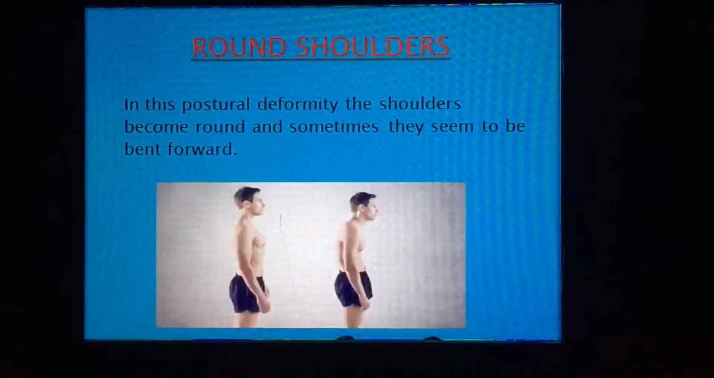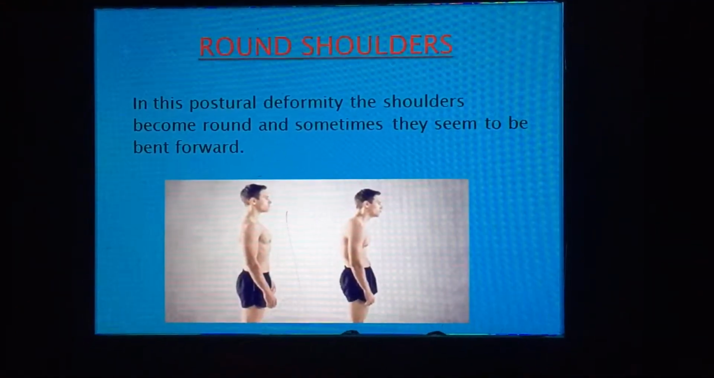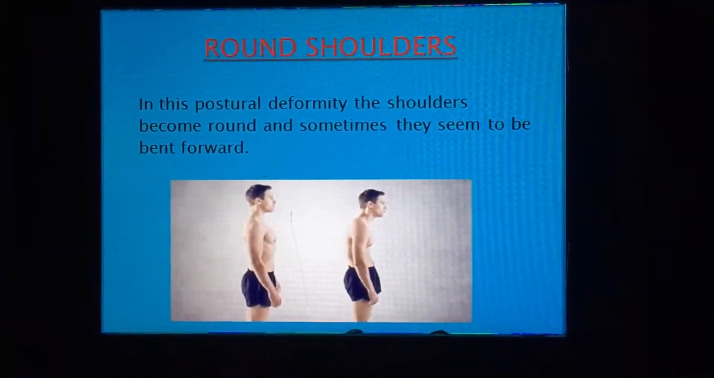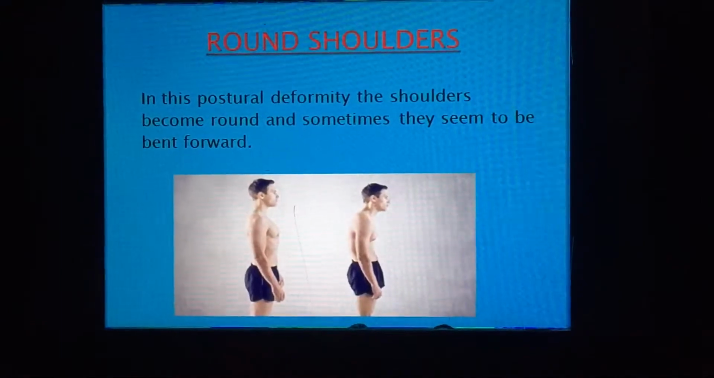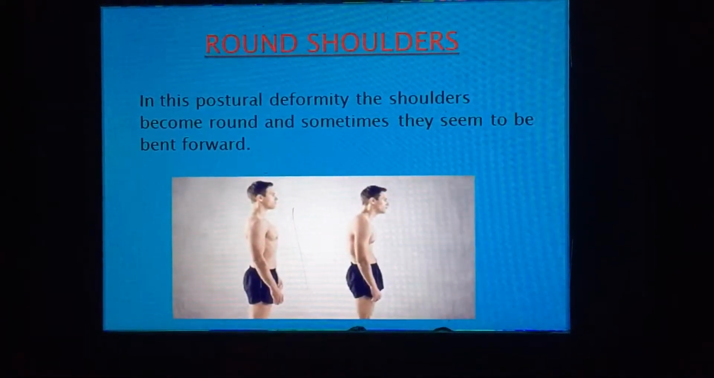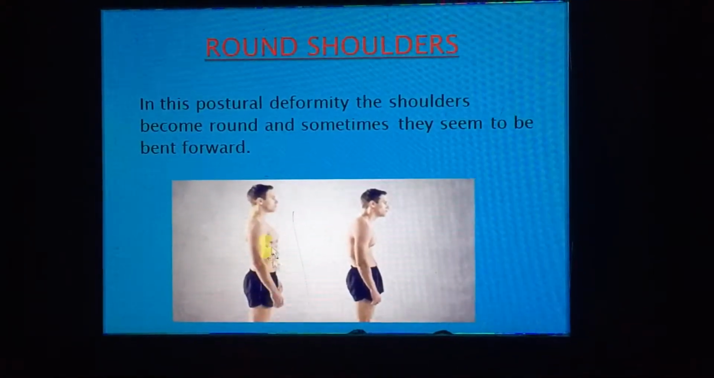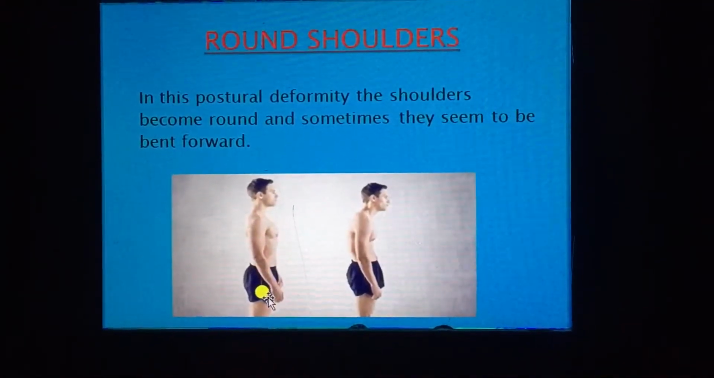Okay. The next postural deformity is round shoulders. In this postural deformity, the shoulders become round and sometimes seem to be bent forward. We can see in this picture that this body is very erect, or straight, or proper.